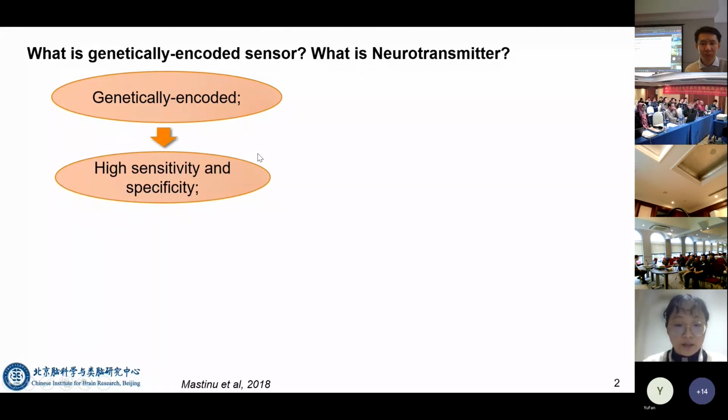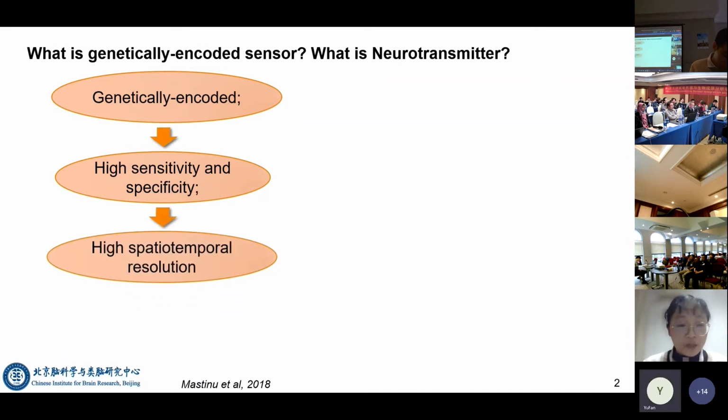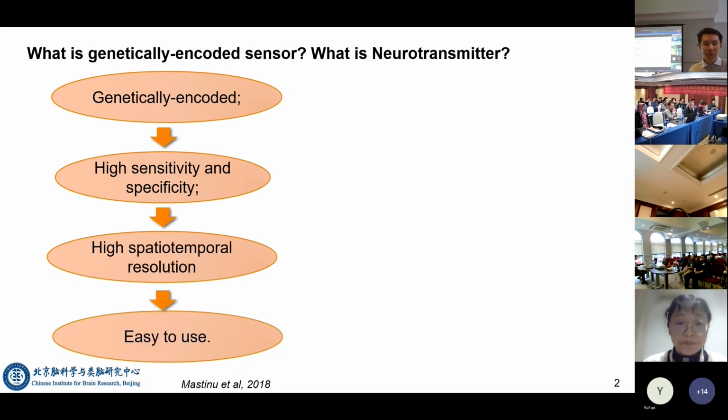It means that even when there is a low concentration of neurotransmitter, the sensor can still detect it and show it directly by imaging with the microscope, with high spatial and temporal resolution. And of course, genetically encoded sensors are easy to use.